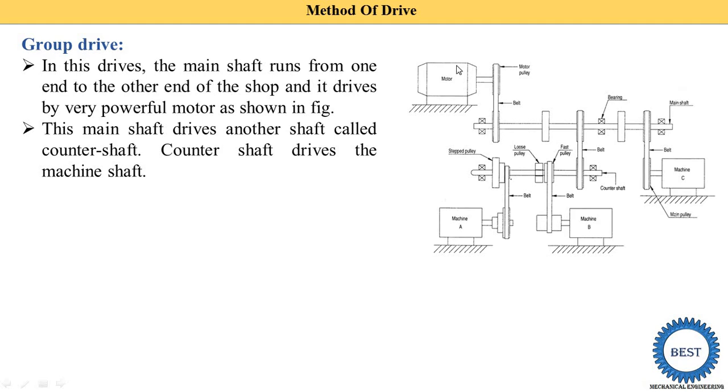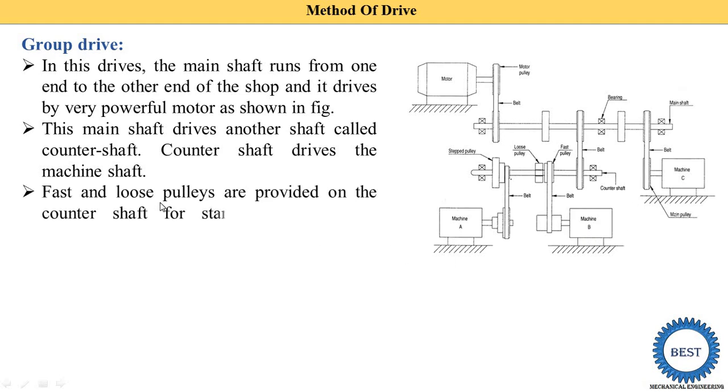How is the power transmitted from the electric motor to the machines? So this is the electric motor. From the electric motor, by using the belt drive, power is transferred to the main shaft. From the main shaft, by using the belt drive, power is transferred to the counter shaft, and from the counter shaft, the power is transferred to the various machines.